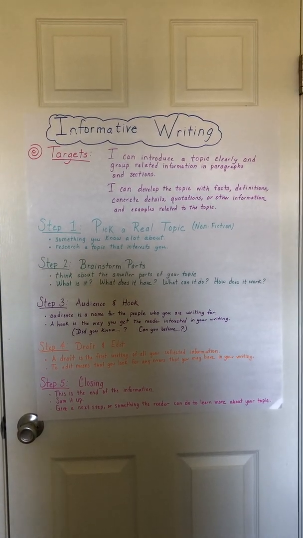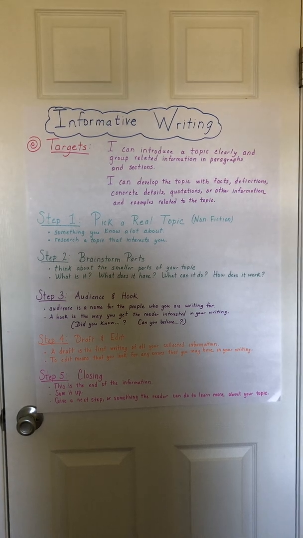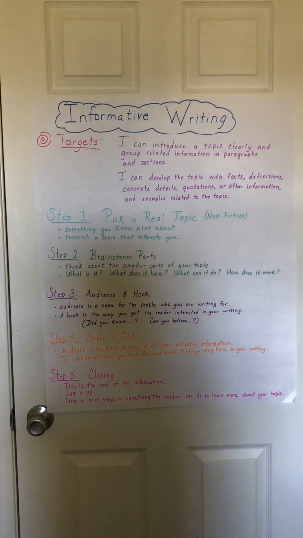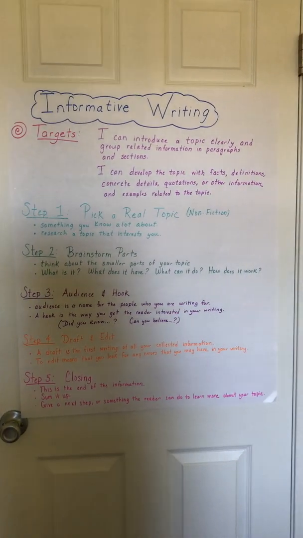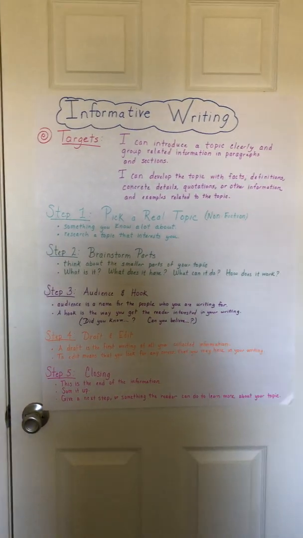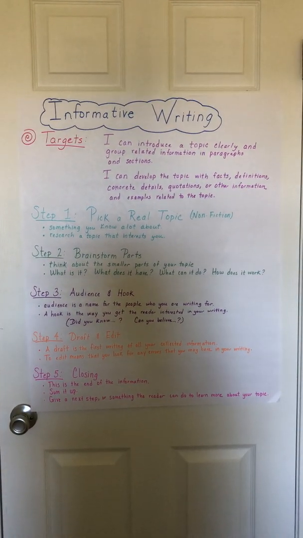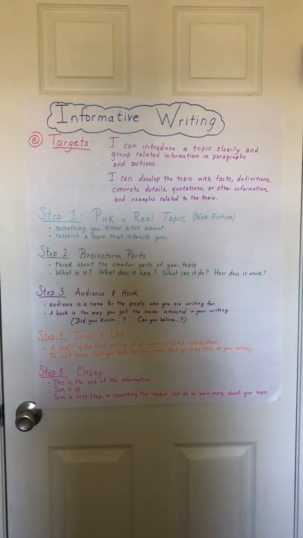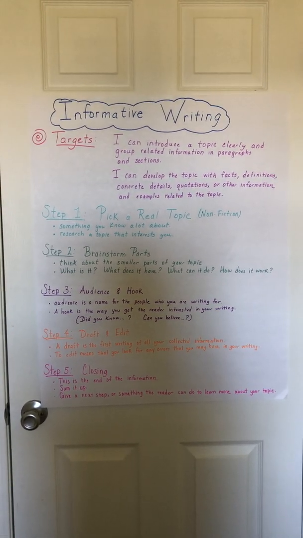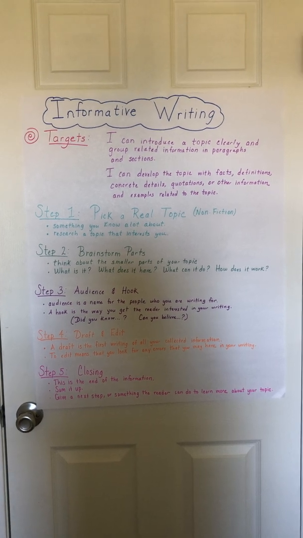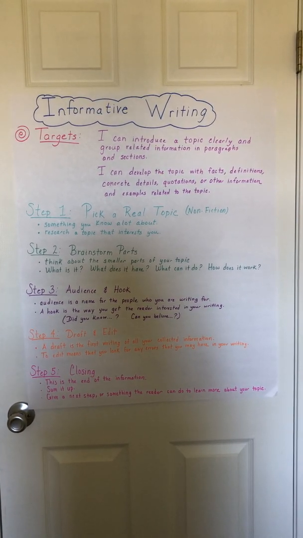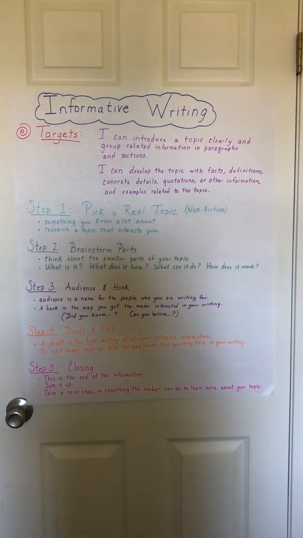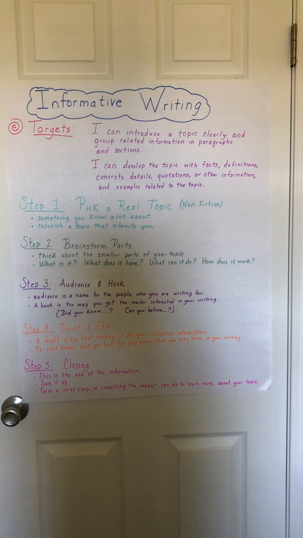All right, so informative writing. We have a couple of targets here we're going to unpack, and then we're going to get into some of the steps that it takes to begin writing an informative piece. All right, so our first target says, I can introduce a topic clearly and group related information in paragraphs and sections. And our second learning target this week will be, I can develop the topic with facts, definitions, concrete details, quotations, or other information and examples related to the topic.